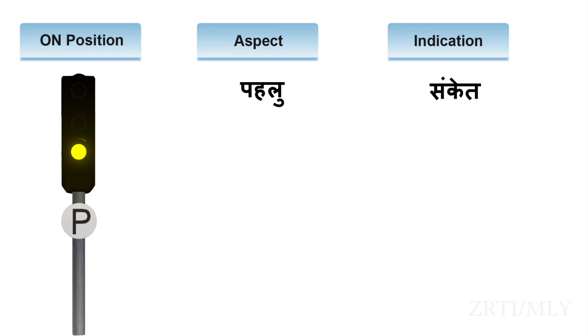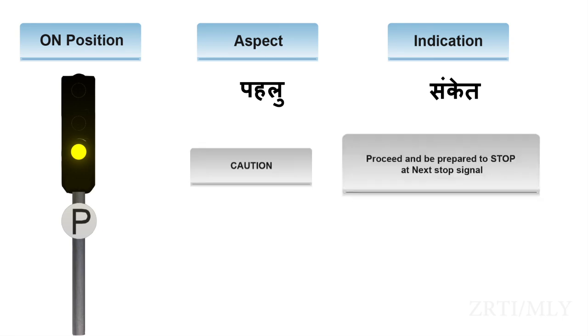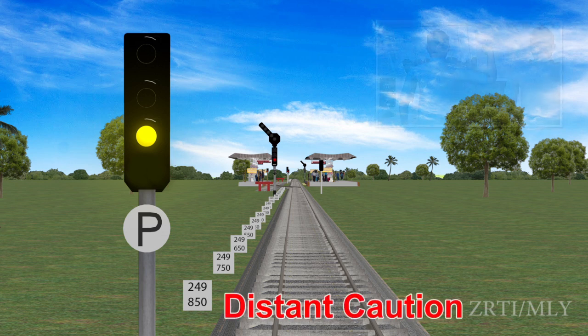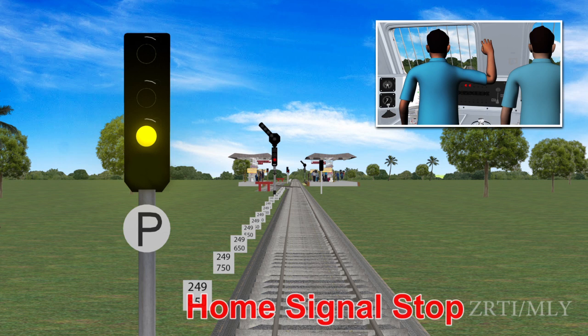Position, aspect and indications of distance signal in single distant area. The signal you see in yellow represents on position and the aspect is caution. This gives indication to proceed and be prepared to stop at next stop signal. Now, let us see the functioning of distance signal in on position. Single yellow, distant, caution. Home signal, stop.